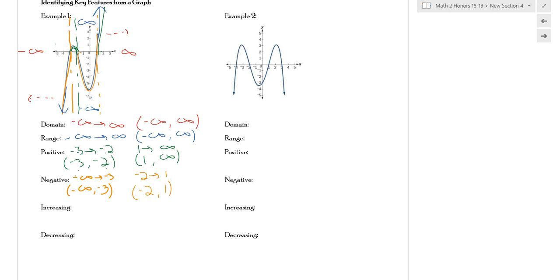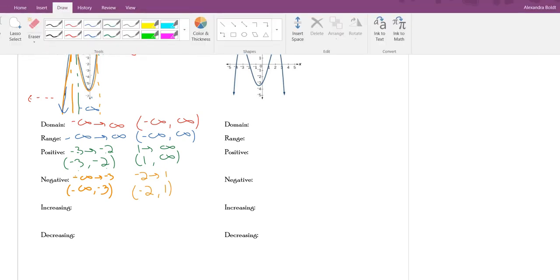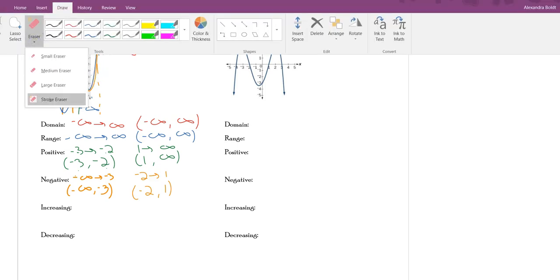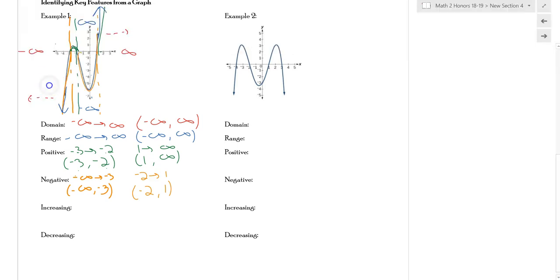All right, now we want to look at increasing and decreasing, and I get rid of all of the marks. I'm going to try and get rid of all of the marks that we just drew. So increasing and decreasing starts by using our max and our mins now instead of our x-intercepts.